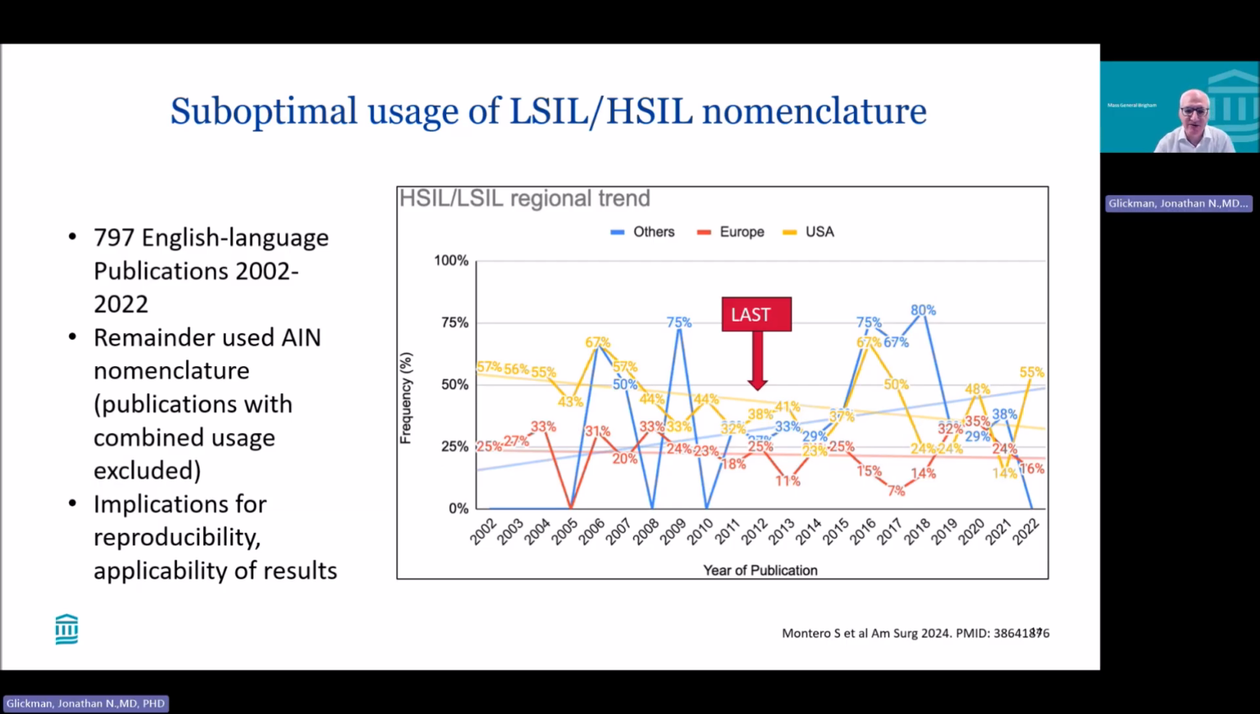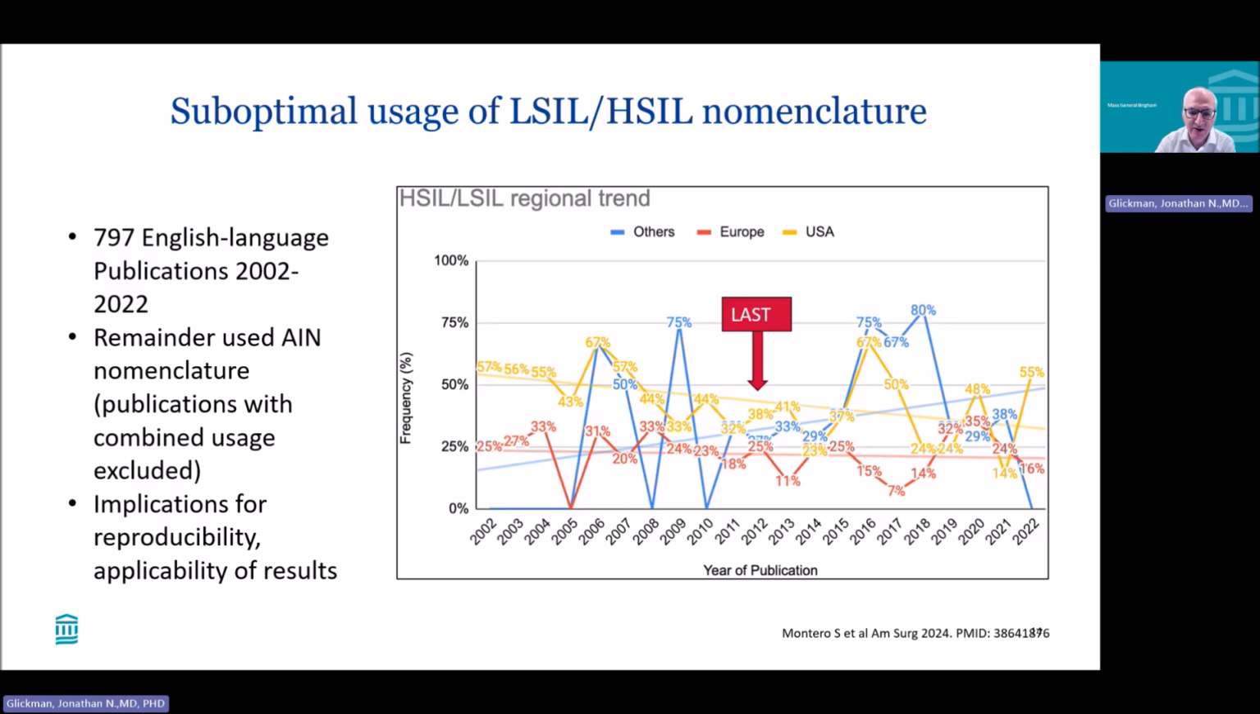And I think one sobering point that was raised in a recent review of the literature was that there is a lot of variability in reporting terminology. So this particular study looked at what proportion of published English language publications use the L-SIL, H-SIL nomenclature, what I would consider the current standard.